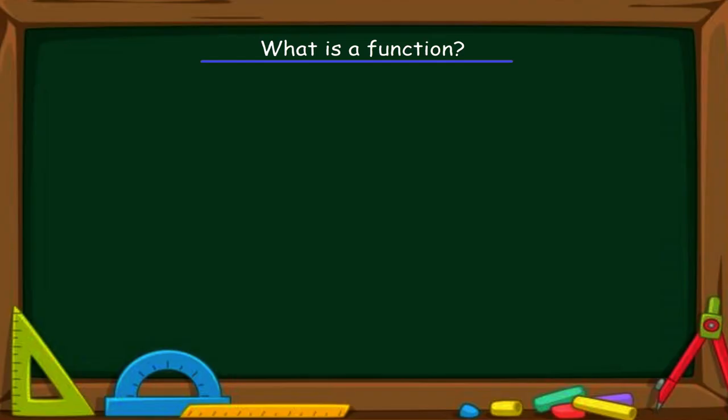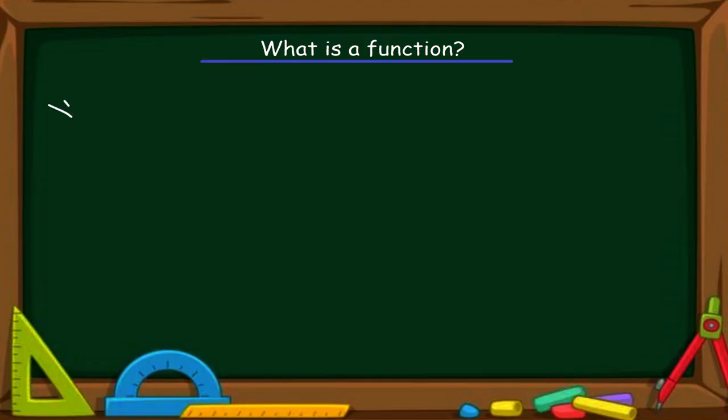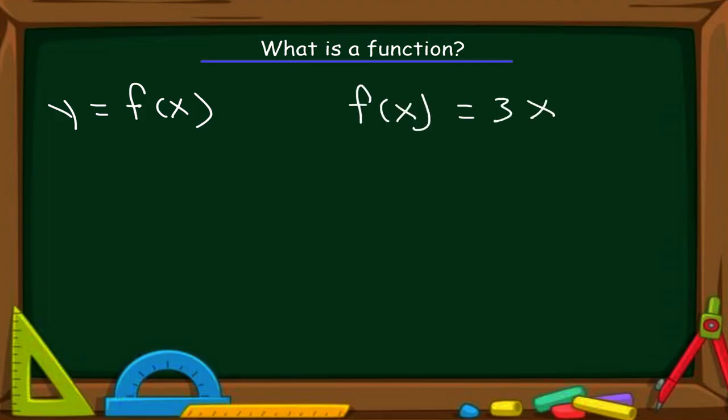So here are some examples of functions. f is a function, g is a function of x, and so is h. But most commonly, you'll see f of x as a function. y is equal to f of x. So f of x could be anything. f of x could be 3x plus 5. That's a function. y could be 2x minus 7. That's a linear function. These are all examples of functions.